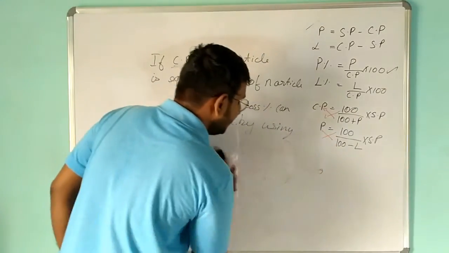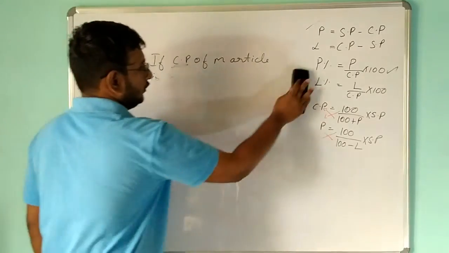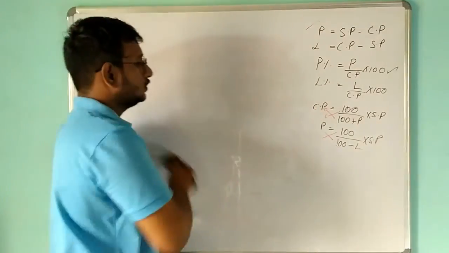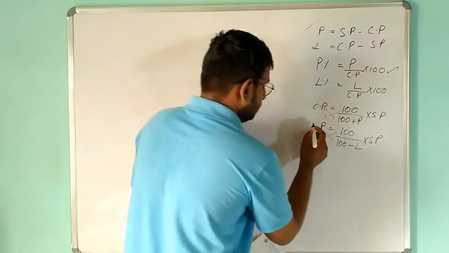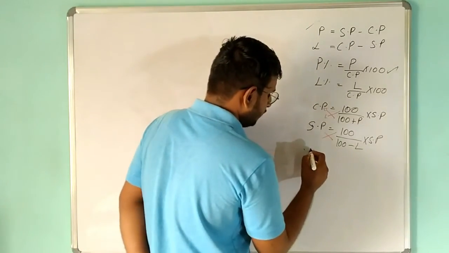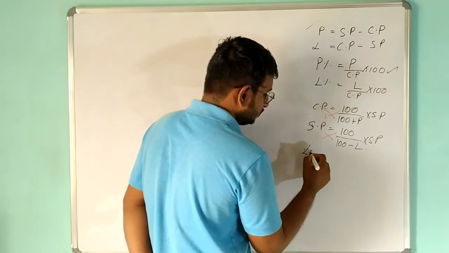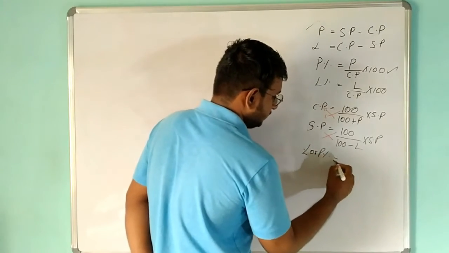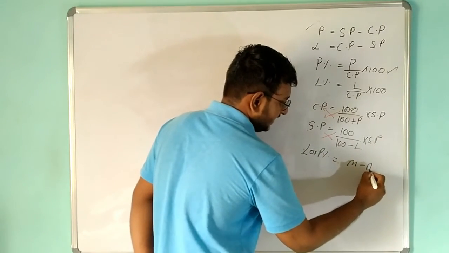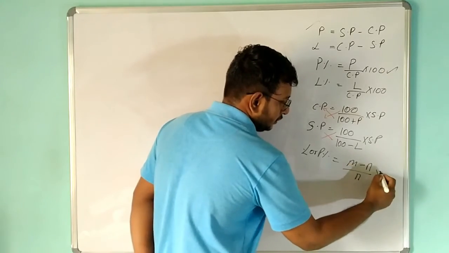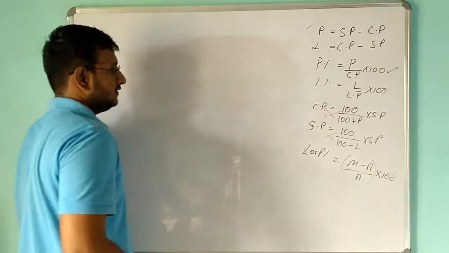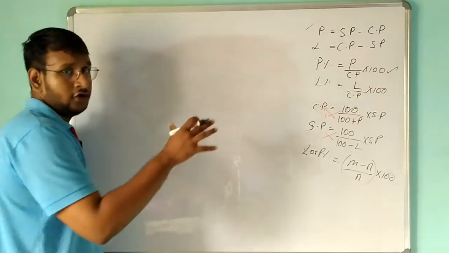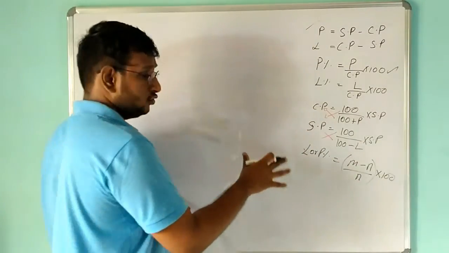Okay. So I'm going to write this formula over here so that you can see it whenever you want. What will be our loss or profit percentage will be M minus N divided by N into 100. Okay, so this is the formula over there. I am writing that formula there. So we are going to see a problem related to this formula.